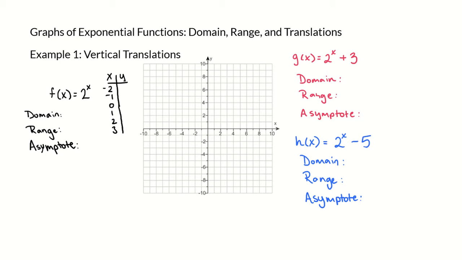And plugging those x values into the function, 2 to the -2 would be 1 over 2 to the 2, or 1/4. 2 to the -1 would be 1/2. 2 to the 0 is 1. 2 to the 1 is 2. And 2 to the 2 is 4. 2 to the 3 is 8. And if we plot those points, we get this graph.